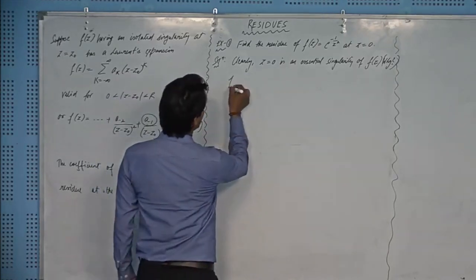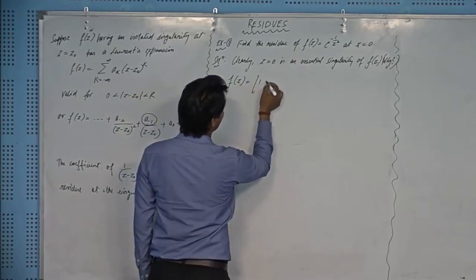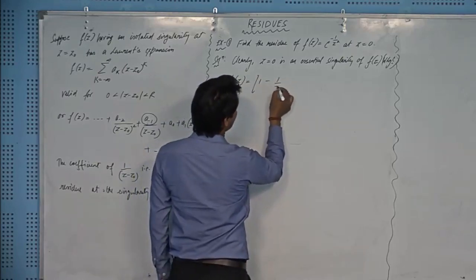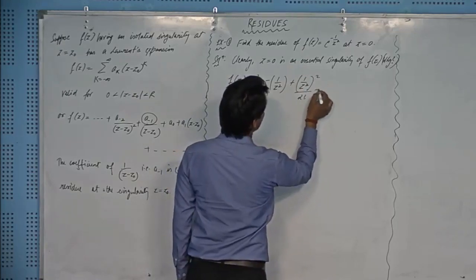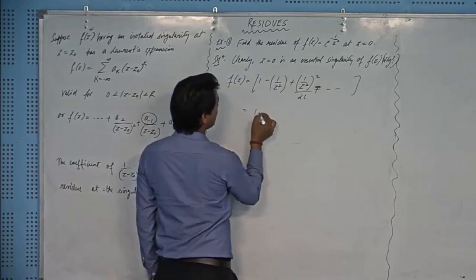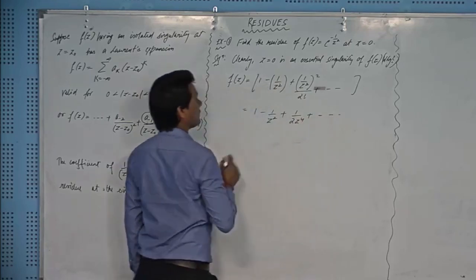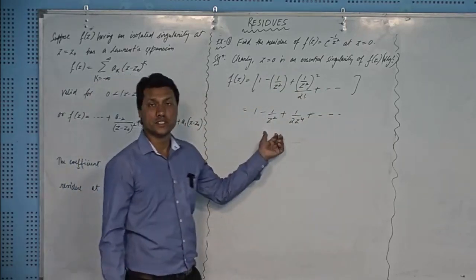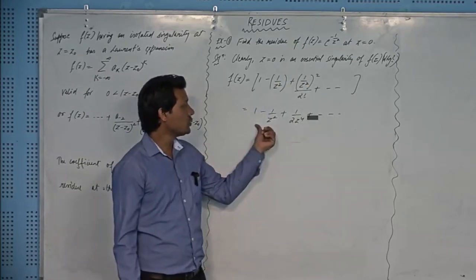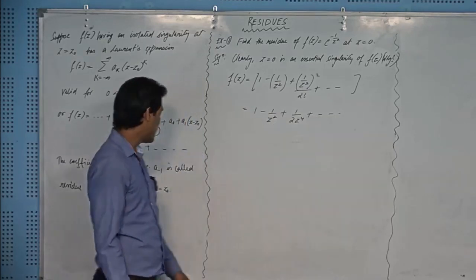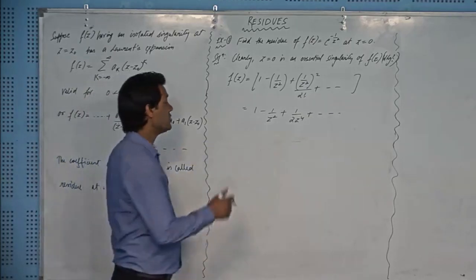Okay, then expanding this f(z) by the series expansion of the exponential function, that will give me 1 minus 1 by z squared plus (1 by z squared) whole square by 2 factorial and so on, right? And you will see that all of the terms are containing negative powers of z. It indicates that it is an essential singularity, right? And obviously there is no term containing 1 by z, because to find the residue you need the coefficient of 1 over z minus z naught, and here the term is completely missing. It means that the residue is 0.